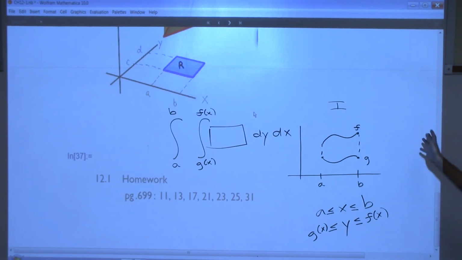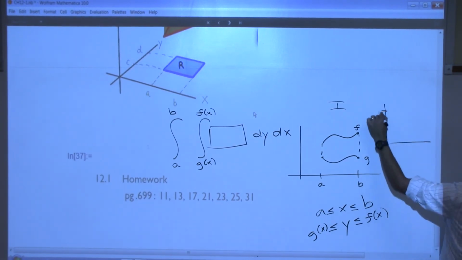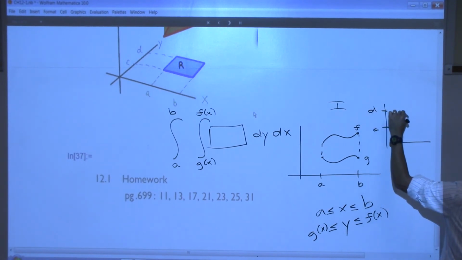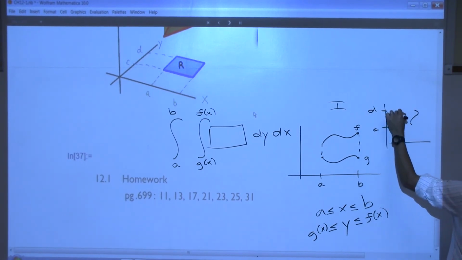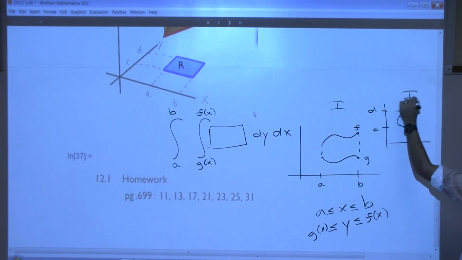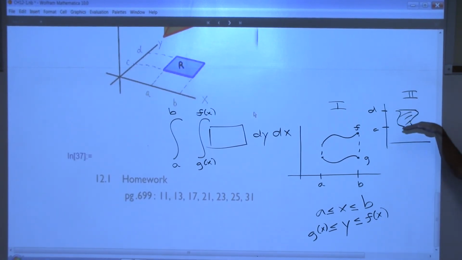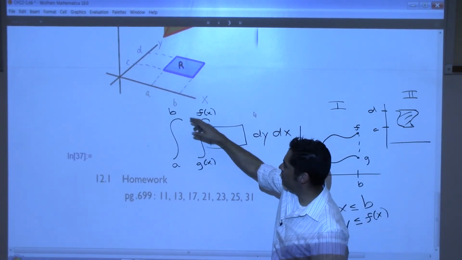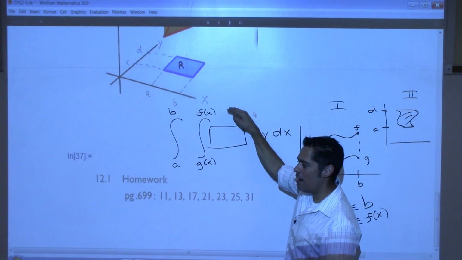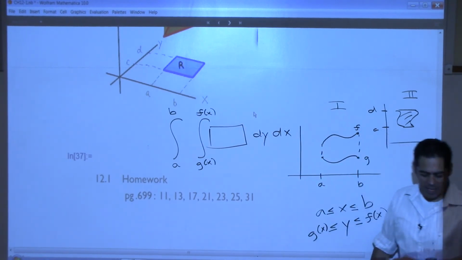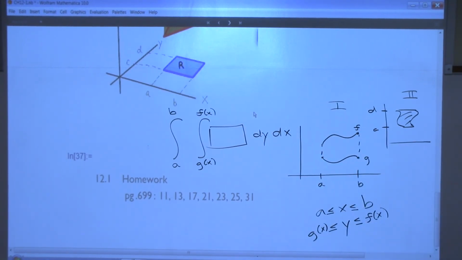And then what we do is we just rotate this around, and we do it the other way. C, D, and we have a type 2 region, where your y's are between two constants, right? And your x's are between two functions of y. So this changes C to D, functions of y, the switch. But that's all next class, all right?